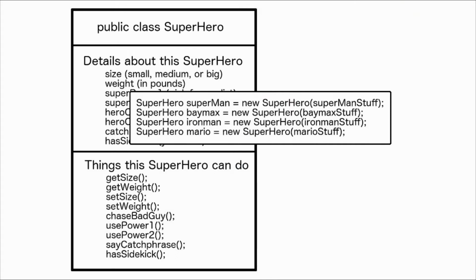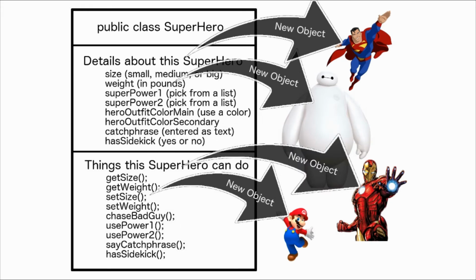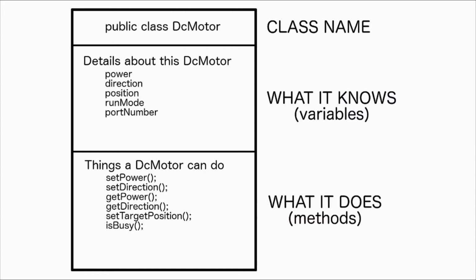You could also do it this way by saying superhero Superman equals new superhero, and then pass that class Superman stuff. So now Superman will be created already knowing stuff about him without having to call any methods. And then you could reuse the superhero class to instantiate as many superheroes as you want. You can make Superman, Baymax, Iron Man, Mario, and once you instantiate all those, they create 4 new superheroes from that superhero class. So we're using one set of code called a class to create 4 instances of new superheroes.